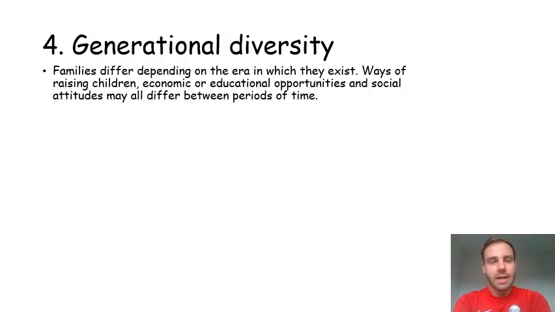Okay, so number 4 is generational diversity. Now, a generation is essentially an era. Okay, it's a time period in which people are born. So I am what is called a millennial. I was born somewhere between 1985 and 1999, which makes me part of the generation of people who are now kind of in their late 20s, 30s age group. Okay, millennials are the generation after what we call Gen X and before what we call Gen Z.